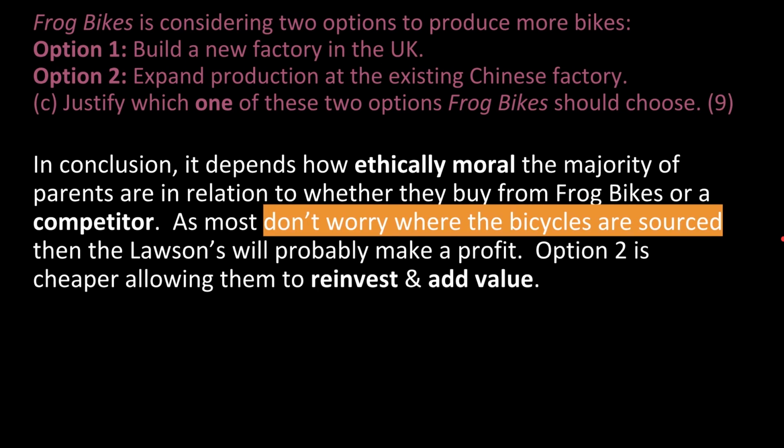And now let's have a look at the judgment that we've got here. So yes, it depends how ethically moral the majority of parents are in relation to whether they buy from Frog Bikes or a competitor. So that's another good point. Now, here the student is again giving another piece of application where they're essentially saying that most parents aren't really going to worry about where the bikes are actually produced, whether it's in Britain or whether it's China. So therefore, it makes sense to go for the lower cost site. So that really does help support their argument very nicely.